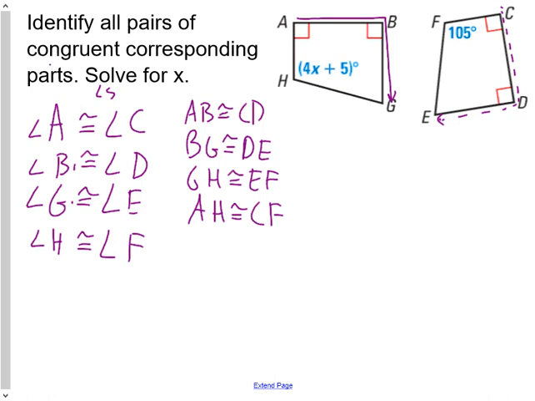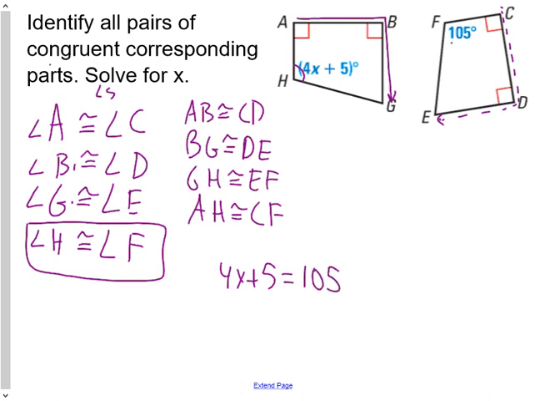And lastly, solving for x, right? We've got angle H, which is right here. This thing we're using, we've got 4x plus 5 equals angle F, which is 105. Now this one's a little bit simpler than it seems, because those are the only pieces on my quadrilateral that are labeled. So minus 5 from both sides, 4x is 100, divided by 4, x is 25.